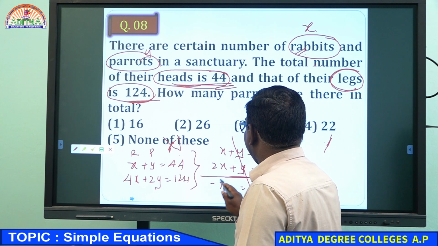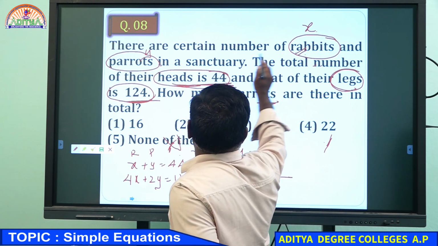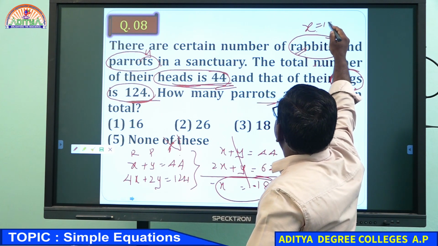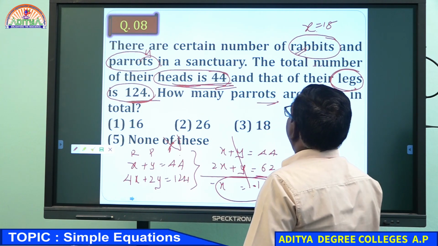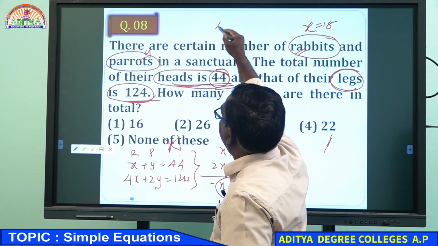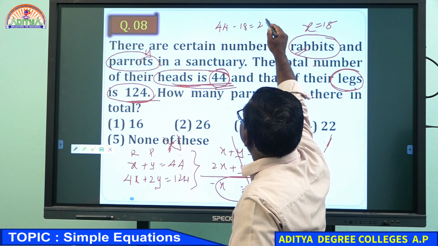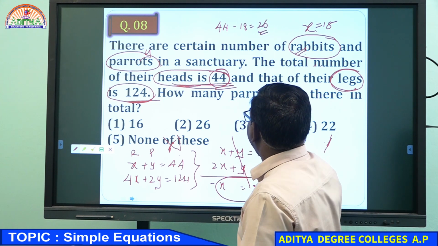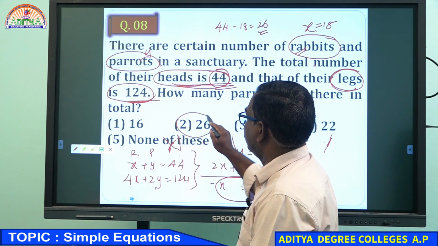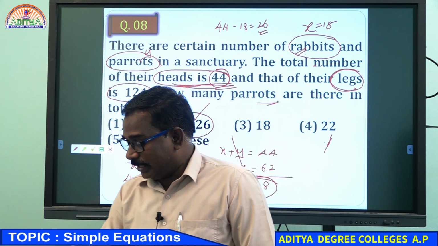x is 18. What is x here? x is given as rabbits. x is 18. The total heads is 44, so 44 minus 18 is 26. 26 parrots are there. This is the equation method.